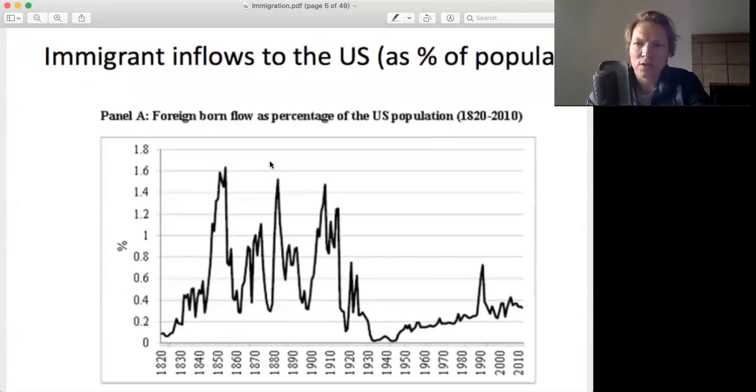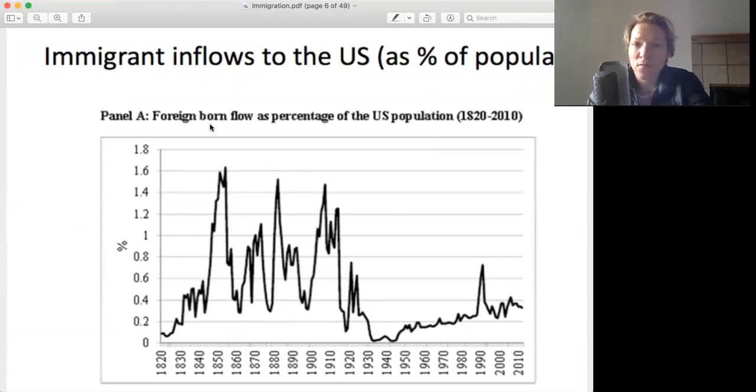So here's the overall history. When you think about immigration, you're going to have the stock and you're going to have the flow. So again, what's the difference between stock and flow? If you think of a bathtub, the flow is the water going into the bathtub. The stock is how much water is in the bathtub. So this is the flow. This is the immigrants coming in.